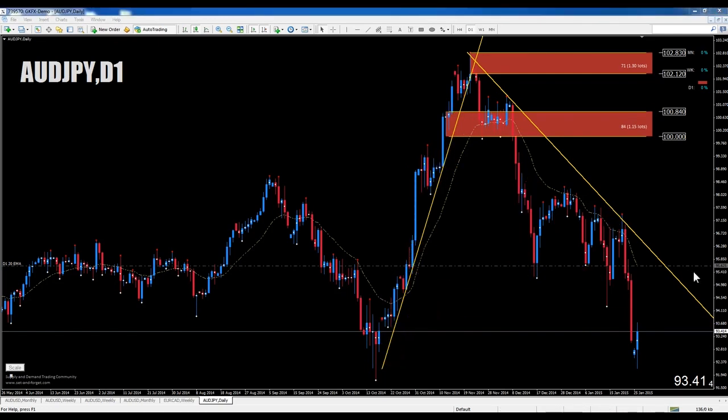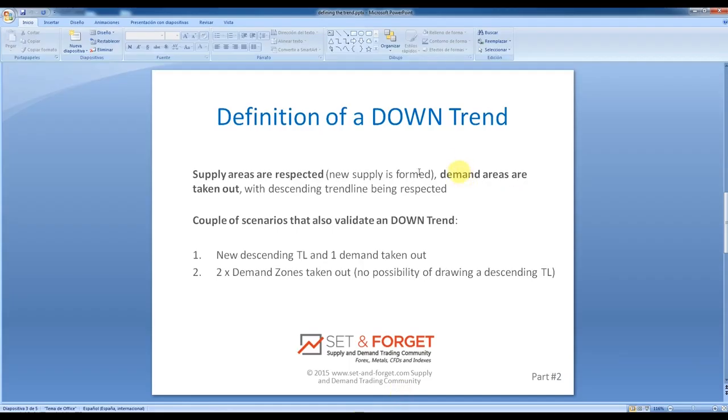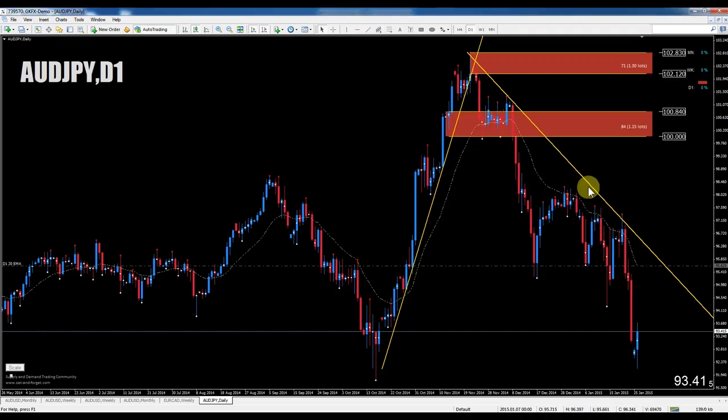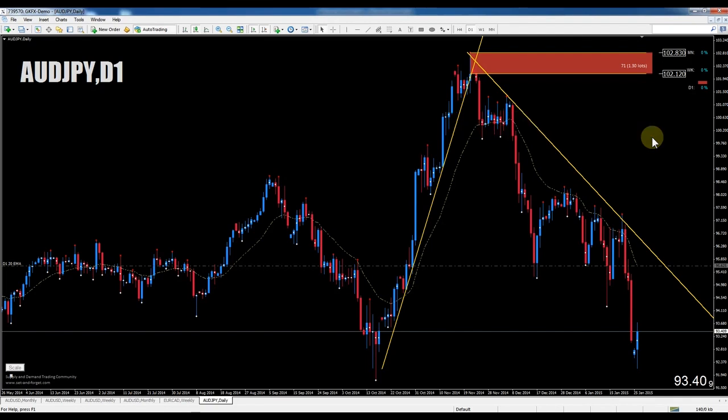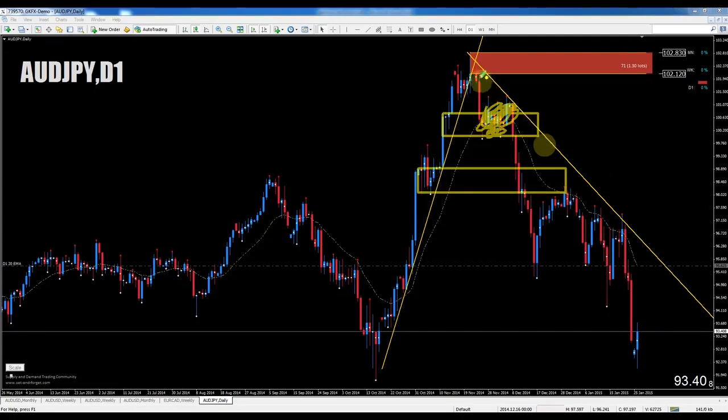The second scenario, I don't have an example right now in mind, but the two areas of demand taken out, no possibility of drawing a descending trend line. The uptrend video defines that in an example, but let's imagine here something. Imagine that this doesn't exist. That didn't happen. So we've got one area of demand, two areas of demand. And now imagine that price drops heavily in an explosive move down and removes one area and two areas of supply. So we don't have the possibility of drawing a descending trend line.